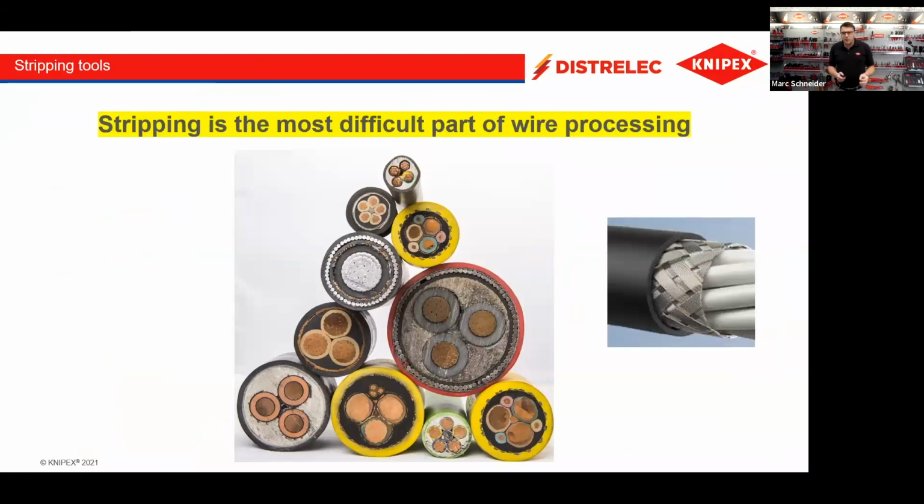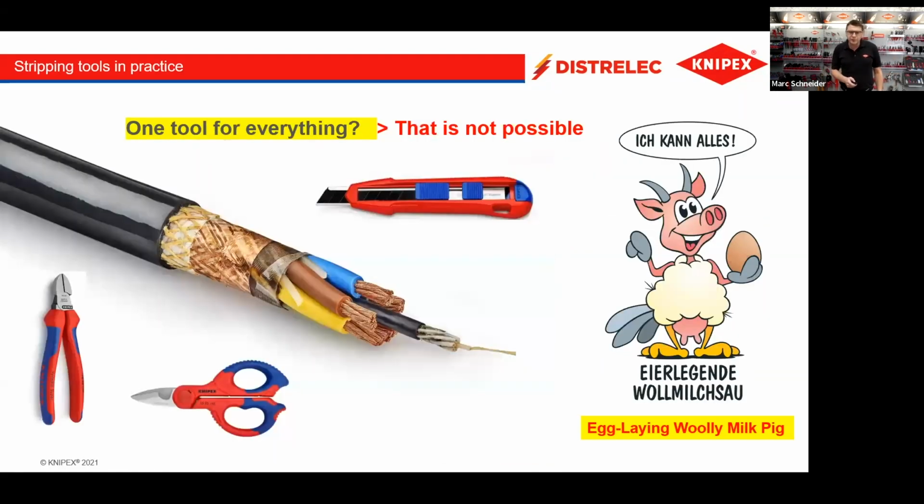The cable material has changed a lot in the last 20 years. The insulation material can be very soft, slippery, or very hard. In addition to the different wall thicknesses, cables can also have multiple layers of armoring. You see that here in the white picture. So this cable has a very fine wire mesh, and this makes it so difficult to choose the right stripping tool. One tool for everything, that's not possible.